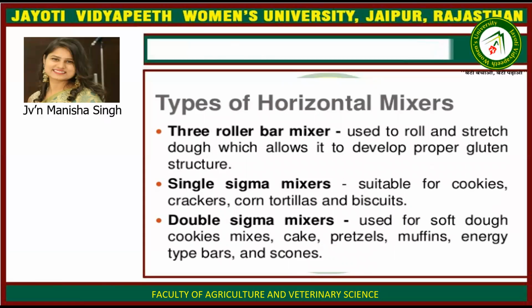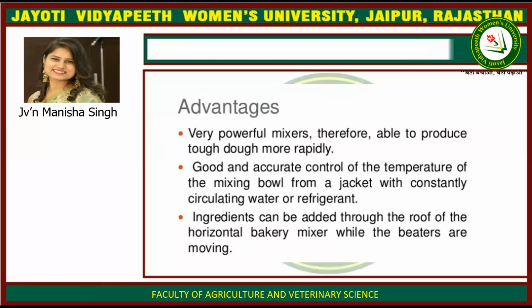Then there are types of horizontal mixers. First of all, the three roller bar mixer is used to roll and stretch dough, which allows it to develop proper gluten structure. Then single sigma mixers are suitable for cookies, crackers, corn tortillas, and biscuits. Then double sigma mixers are used for soft dough, cookie mixes, cake, pretzels, muffins, energy type bars, and scones.